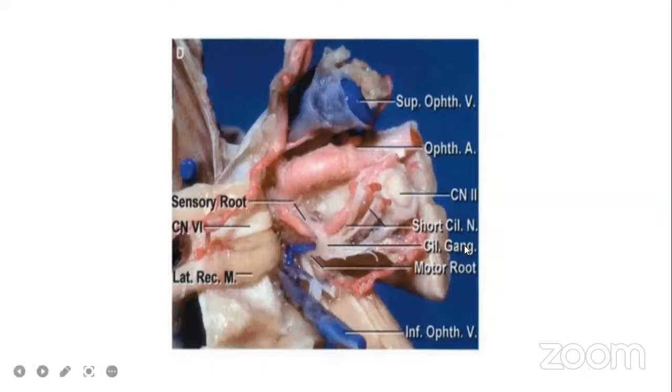So here is the anterior aspect of the dissection, where the orbital fat has been removed and the lateral rectus has been reflected to expose the ciliary ganglion, as shown here. The ciliary ganglion and its short ciliary nerves, while the motor root and sensory root, and cranial nerve 6 travels above the lateral rectus muscle. Here are the ophthalmic artery and the superior ophthalmic vein.